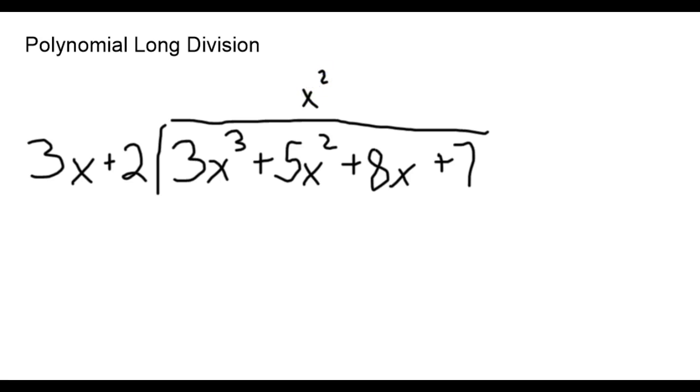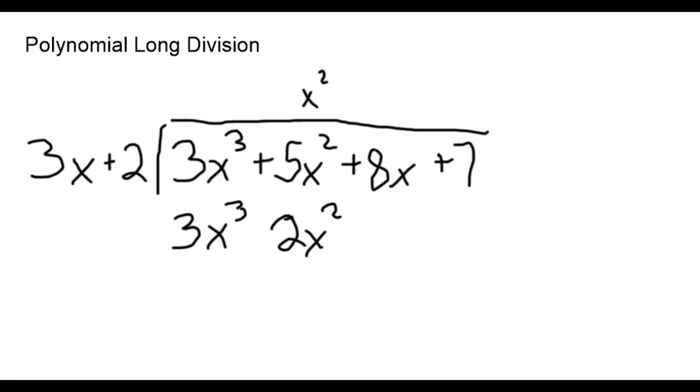And we can take an x squared times 3x to get 3x cubed. And I'm going to write that above my other x squared terms, just so I keep all my terms in line vertically. Once we determine that, now we're going to take our x squared times our 3x in our divisor, which is 3x cubed, and then we're going to multiply our x squared by 2. And x squared times 2 is 2x squared.